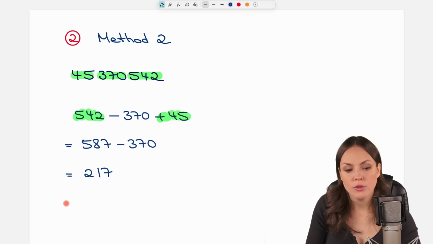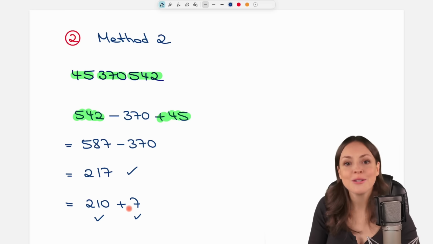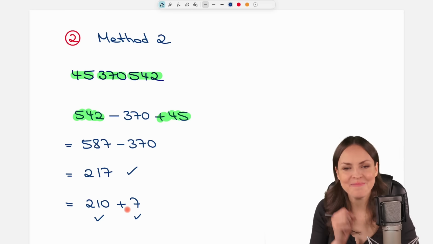Well, one way to determine this is to find a number in here that is divisible by 7. The 210, for example, is divisible by 7. And then we have a remainder of 7. If both numbers here are divisible by 7, then also this number is. 210 is, the 7 is, so also this number is. So this would be one way. Or we could use our first method again.